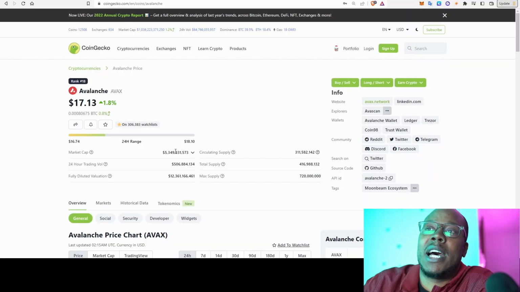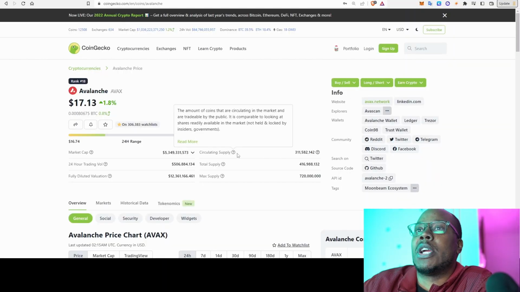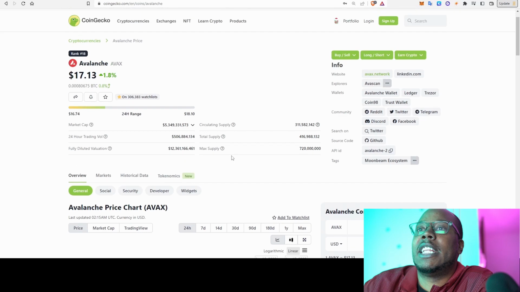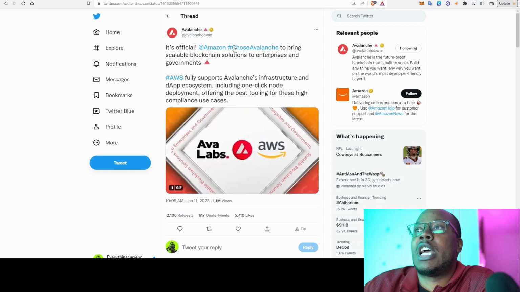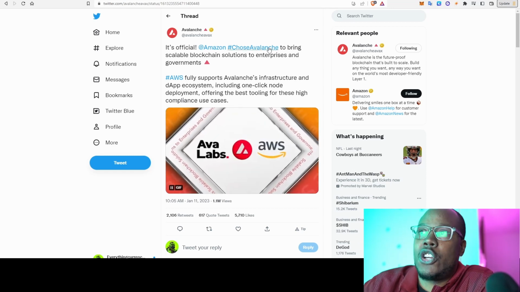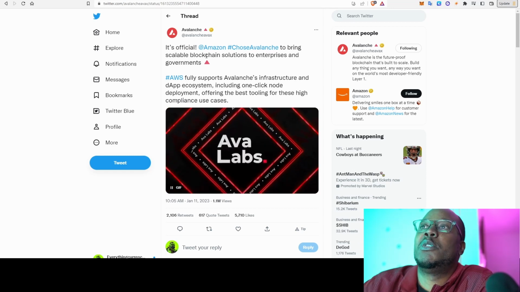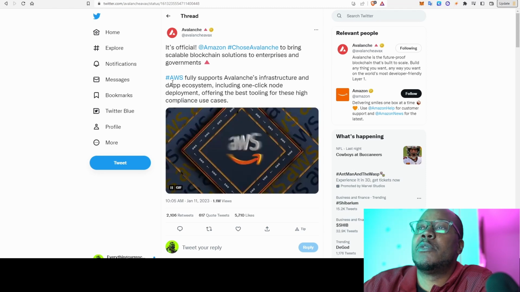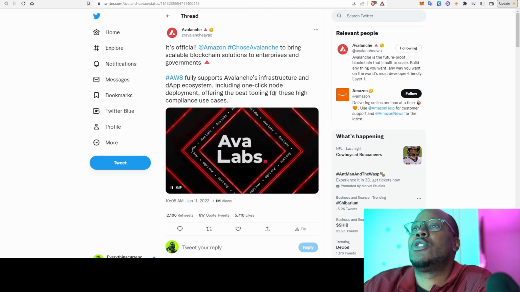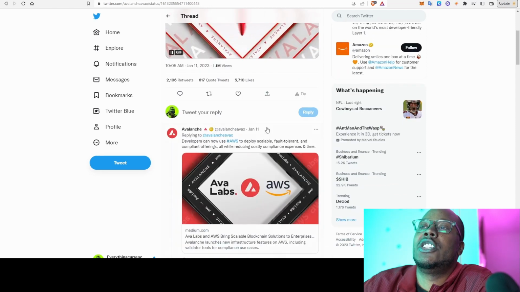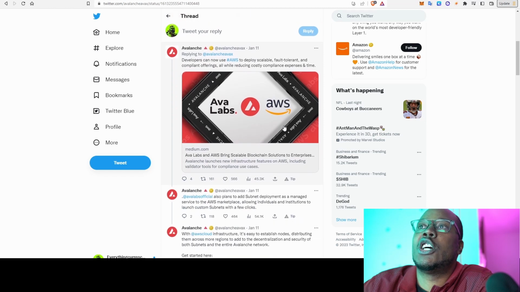So AVAX is at a $5 billion market cap right now, and they had a nice spike because of the news right here. It's official. Amazon has chosen Avalanche to bring scalable blockchain solutions to enterprise governments. AWS fully supports Avalanche infrastructure and dApp ecosystem, including one-click node deployment, offering the best tooling for these high compliance use cases. So pretty dope right here.